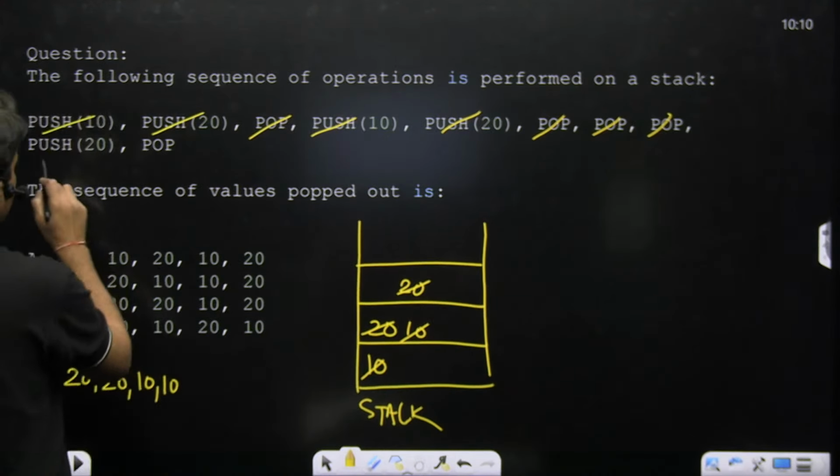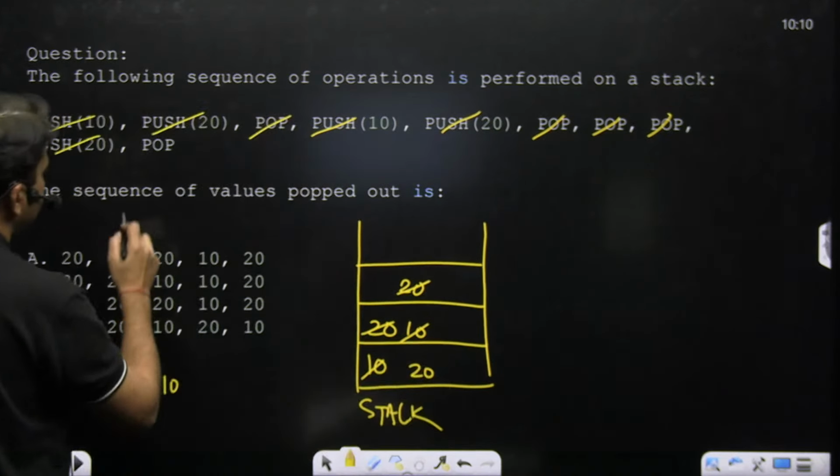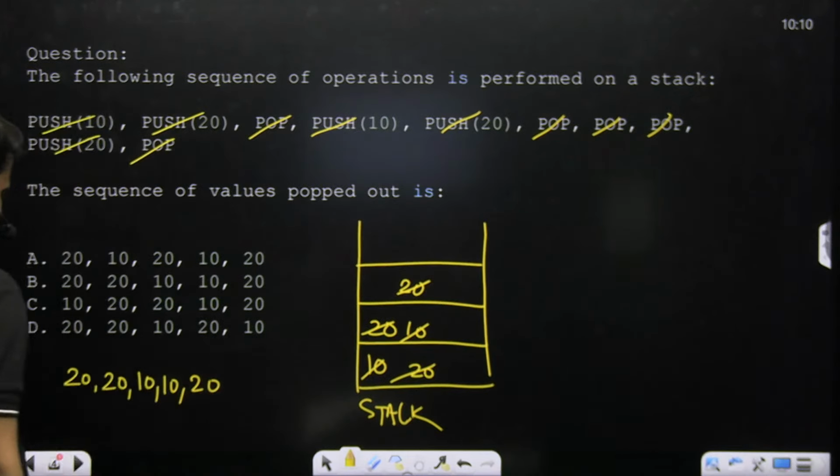Right? After this, sir, push 20. So you push 20 here, stack, and then pop this. And then pop. So this is the sequence, bache. Which one is matching? 20, 20, 10, 10, 20. So B is the right answer for this question. So very silly question, student.